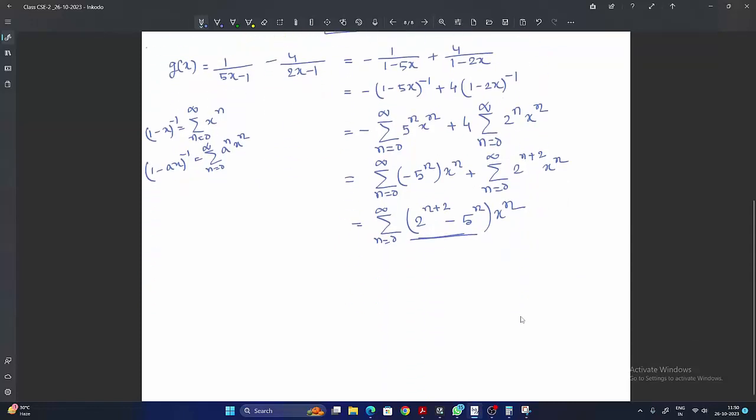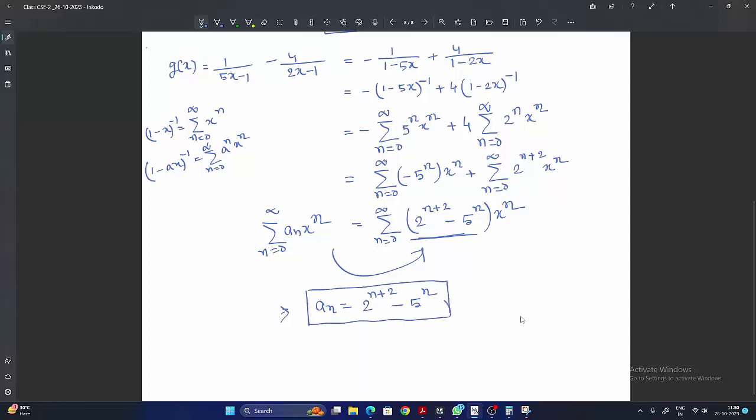That means the solution here, we are taking g(x) is equal to what? g(x) is equal to the sum from n equal to 0 to infinity of a_n x to the power n, and now what we have is equal to the sum from n equal to 0 to infinity of that into x to the power n. That means our a_n is equal to 2 to the power n plus 2 minus 5 to the power n. So that is the solution of the series.